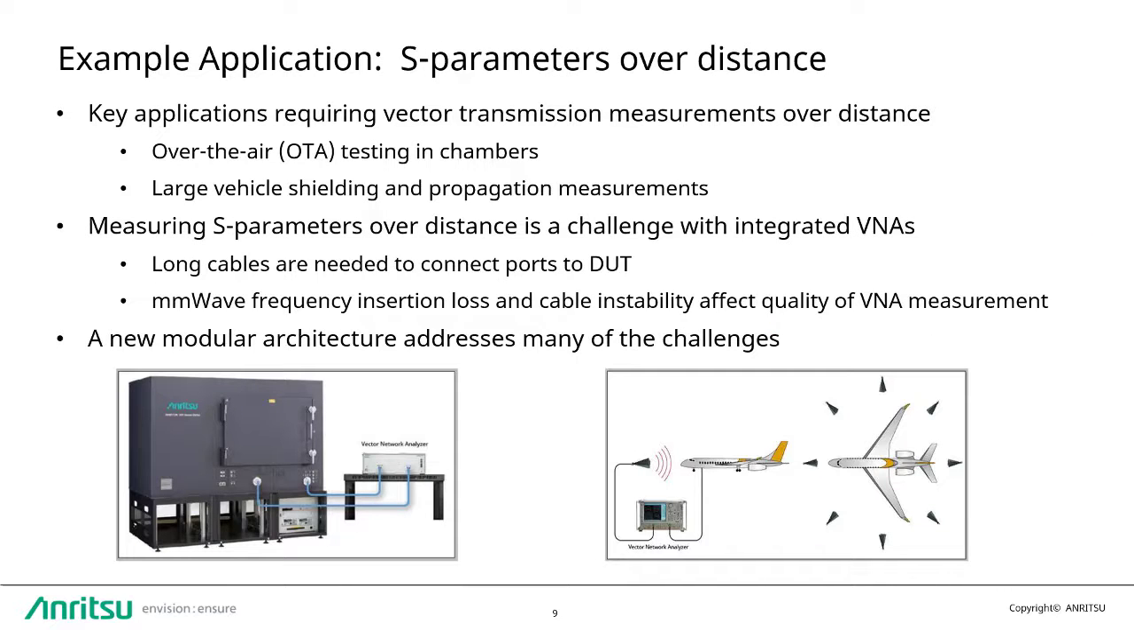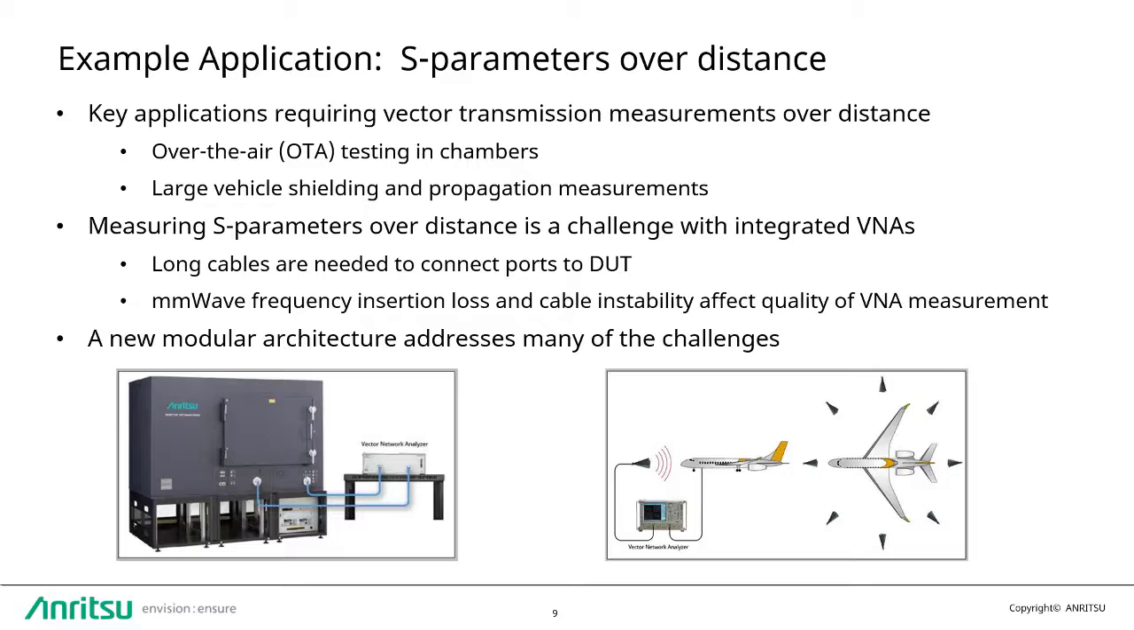Measuring S-parameters over distance presents unique challenges at millimeter wave frequencies that modular VNAs can help overcome. Connecting ports on an integrated VNA to antennas in over-the-air chambers or around large vehicles for shielding and propagation measurements requires long lengths of cable. Cable insertion loss is significant at these distances, affecting dynamic range and measurement stability in these types of applications. There are solutions available to reduce the effect of cabling in these setups, but most require additional active equipment and limit setup and calibration flexibility for the application.